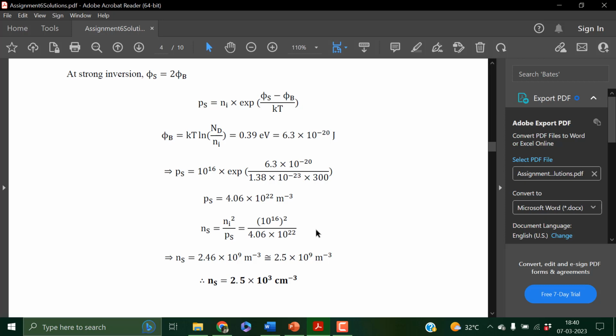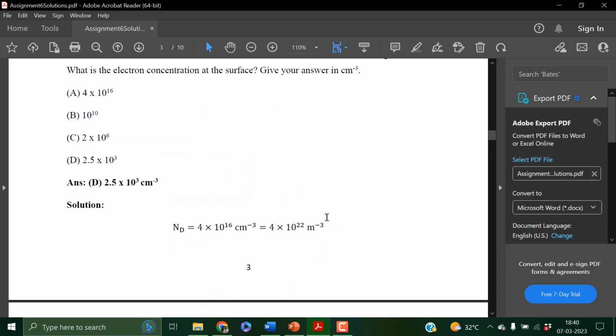Okay. Yeah, in that class, that relation is okay. NsPs is equal to Ni square. We can use interchangeably, no issues. But I remember that PS was equal to Ni exponential (phi s minus phi b) by kT, like when you use directly. Are you getting the answer like that? Now I am getting the answer 5.17 into 10 raised to 16, madam. That is not there. Not there, yeah.